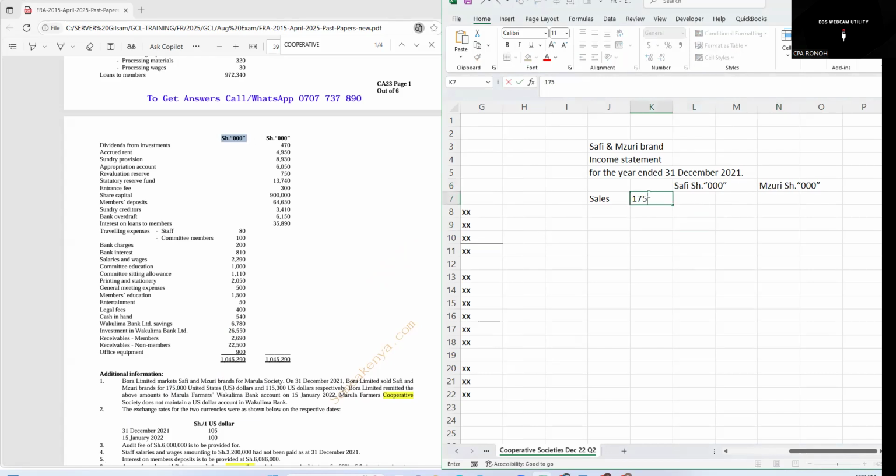The conversion rate is 105. We are using that at 1st December 2021. That is our conversion rate, 105. The other one is 115.3 multiplied by 105. So let's have the revenue.